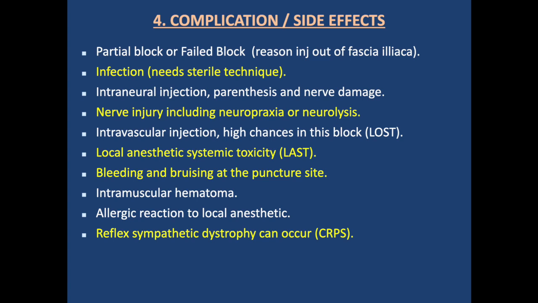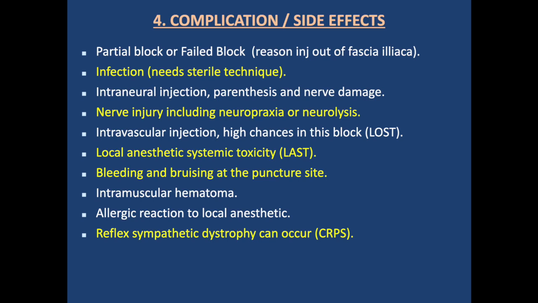Complications and side effects of femoral nerve block include sometimes the block is partial or failed because we do not recognize or identify the fascia iliaca sheath, and we deposit the solution out of the fascia iliaca, which can cause partial or failed block. Infection can occur, which needs sterile technique. Intraneural injection can occur, which can cause nerve damage. Nerve injury includes neuropraxia and neurolysis.